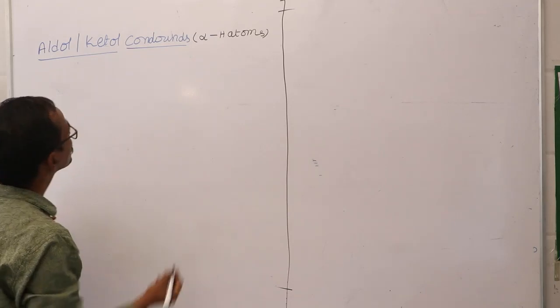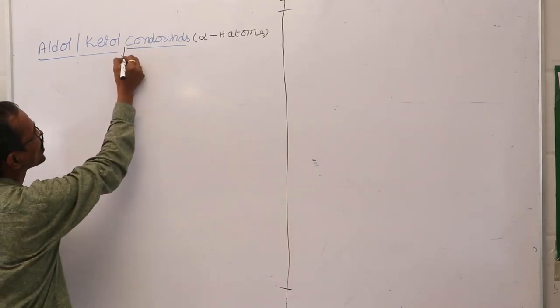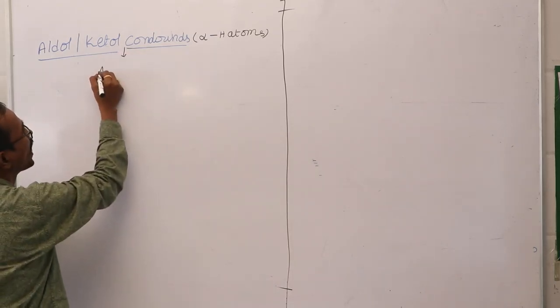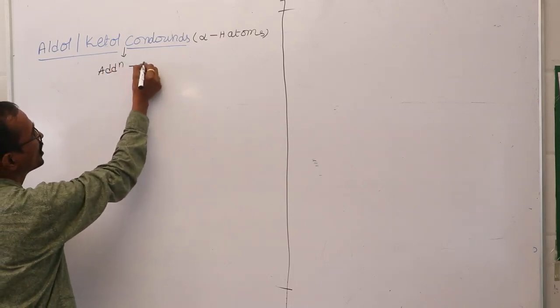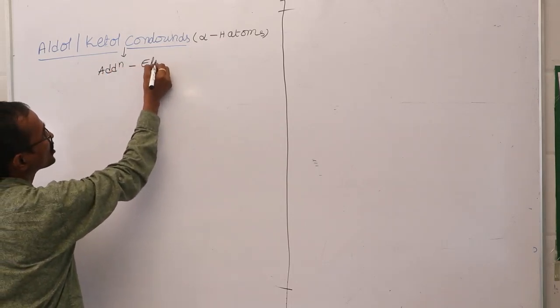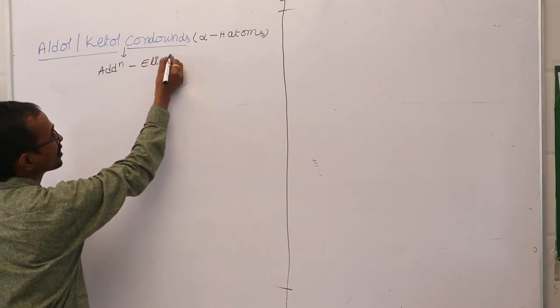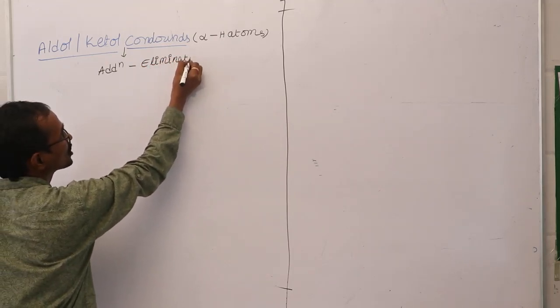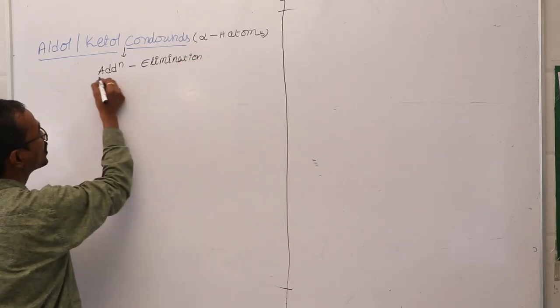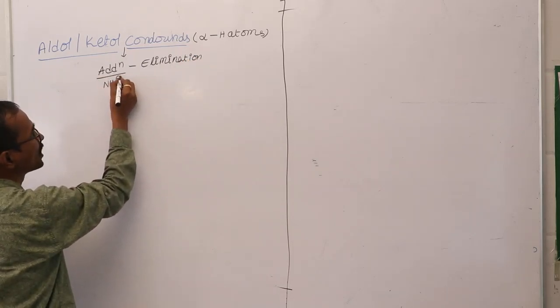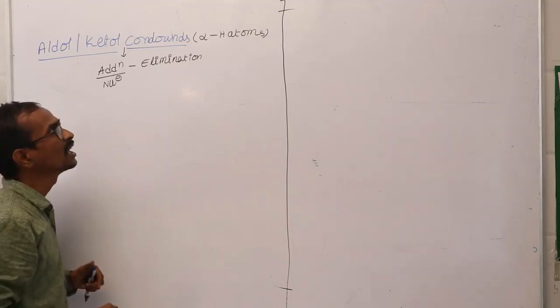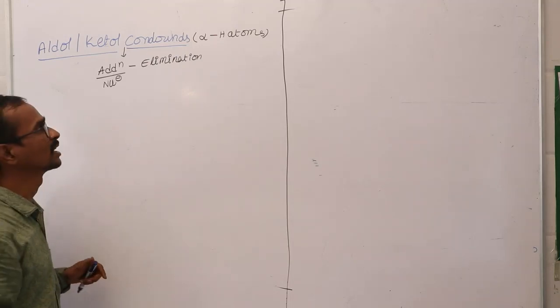So here this aldol condensation reaction is an example of an addition elimination reaction. Here in this reaction, a nucleophile is added over there. What is added in this reaction? A nucleophile is added over there.